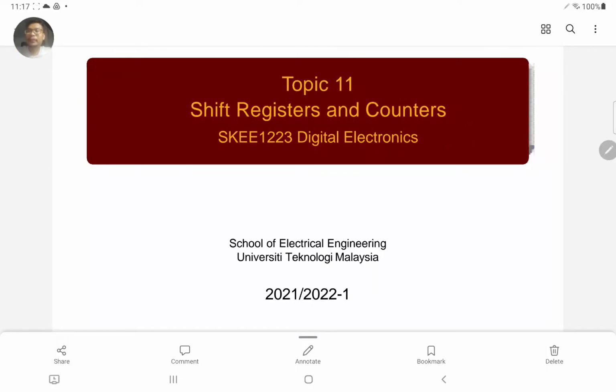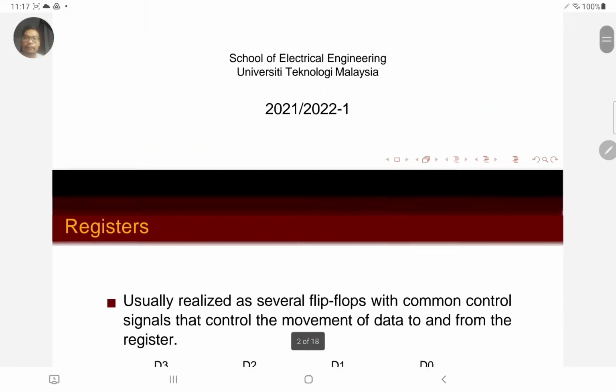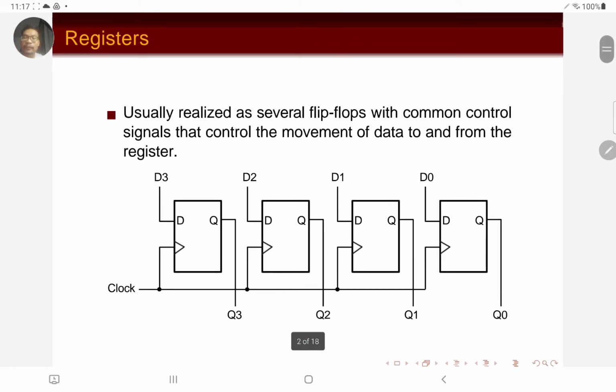Okay, so we are now in the final topic of the semester, which is topic 11, shift registers and counters. So what does it mean by registers? We have looked a little bit about registers in the first slide, in the previous topic.